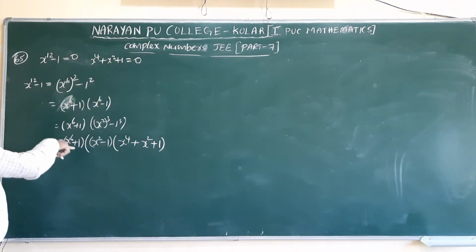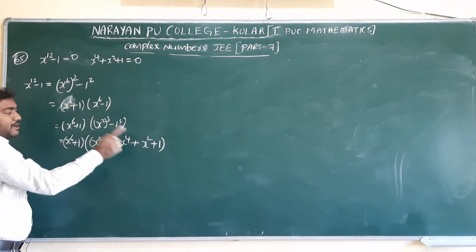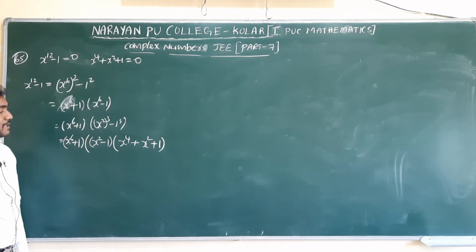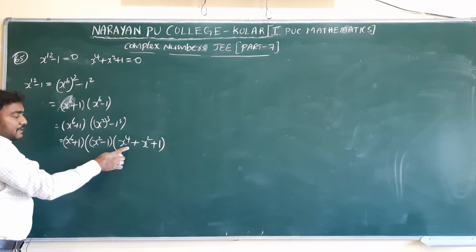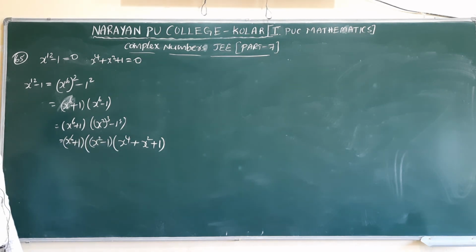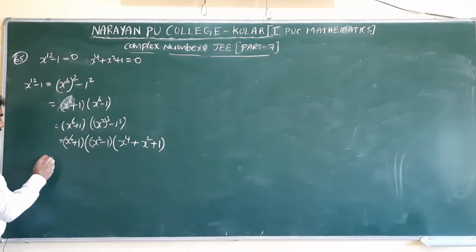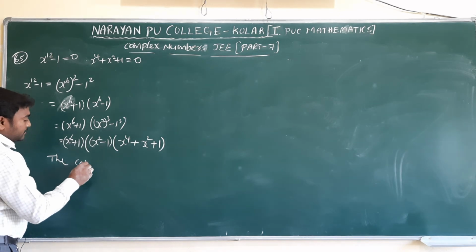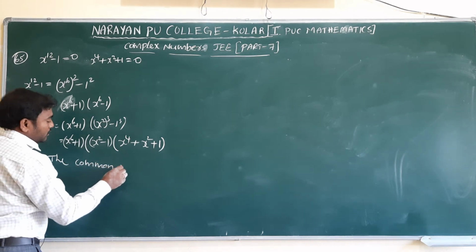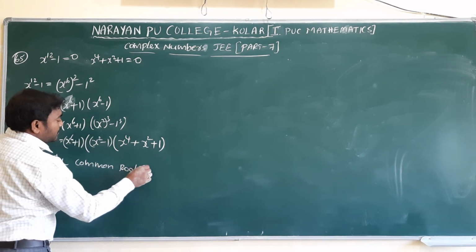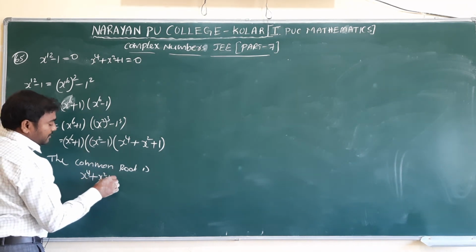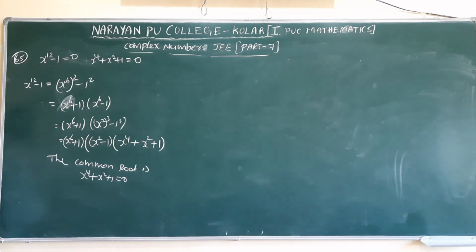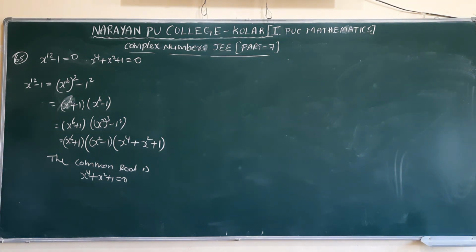But in both of these, which is the common root here? It is x power 4 plus x square plus 1, because it is one of the equations. Which of the factors is common to both? It is x power 4 plus x square plus 1. The common root is x power 4 plus x square plus 1 is equal to 0. Now we have to find the roots of this equation.